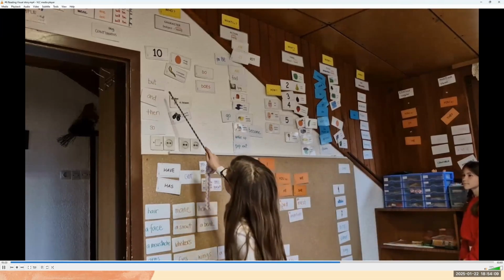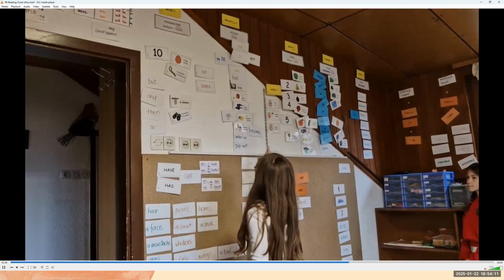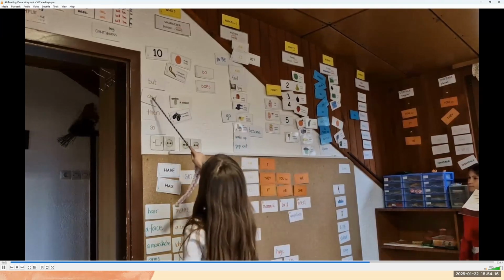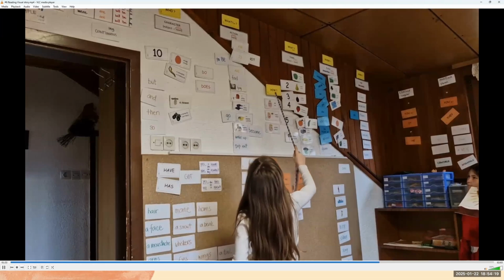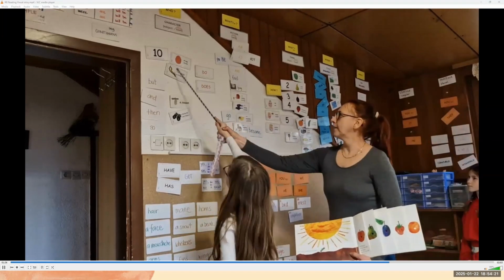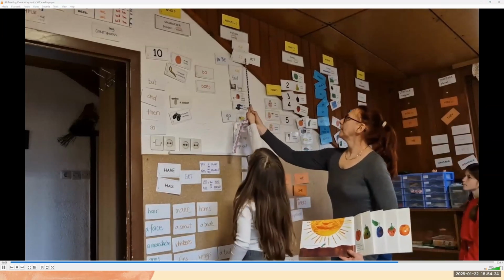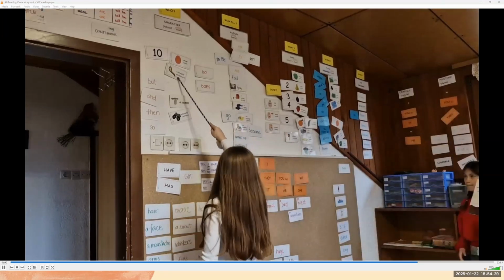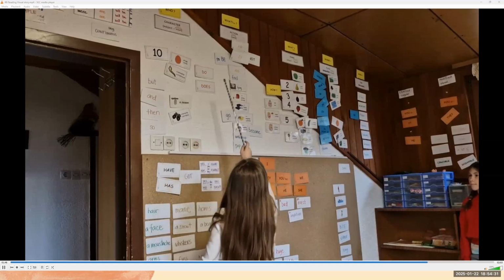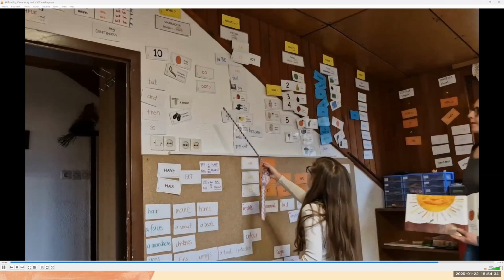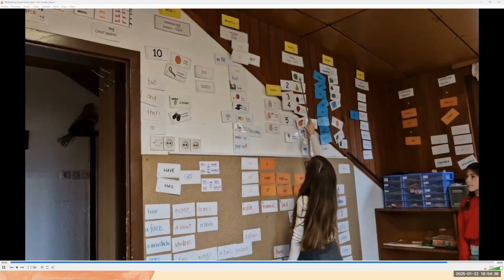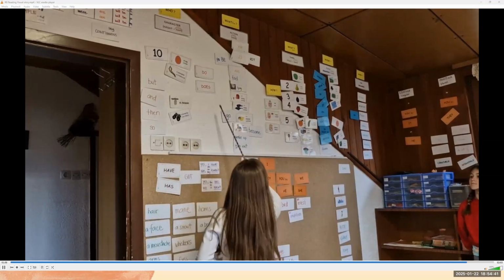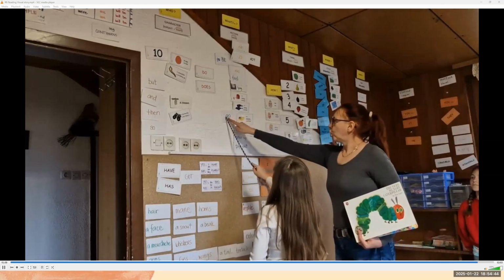The caterpillar wakes up. Good. And he is hungry. A caterpillar. Here you have to choose a caterpillar. Eats one apple. The caterpillar goes.